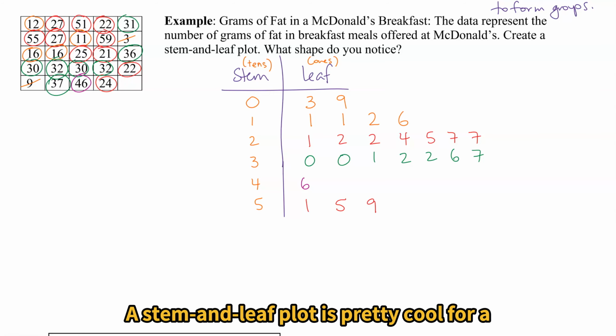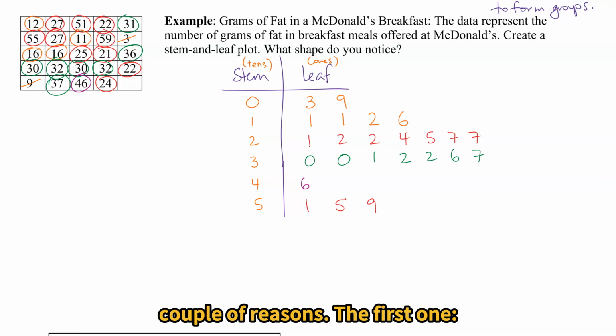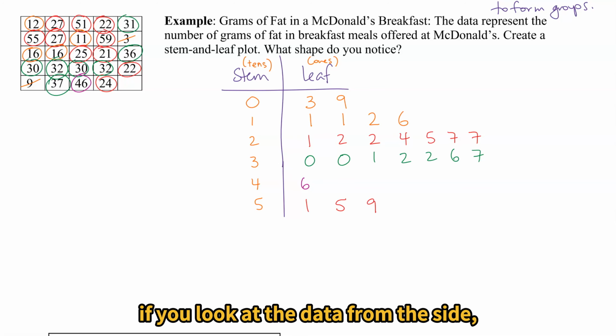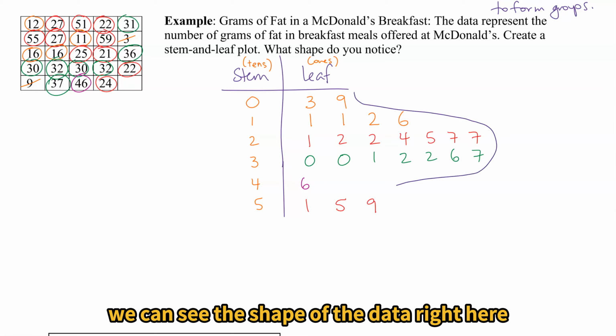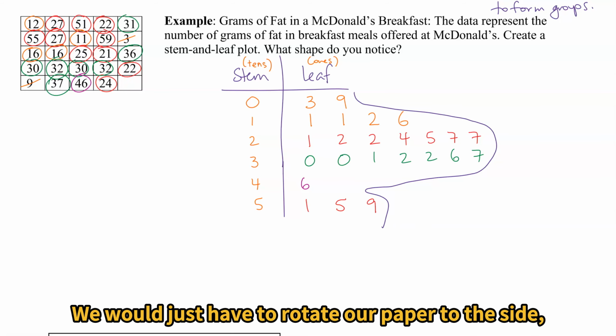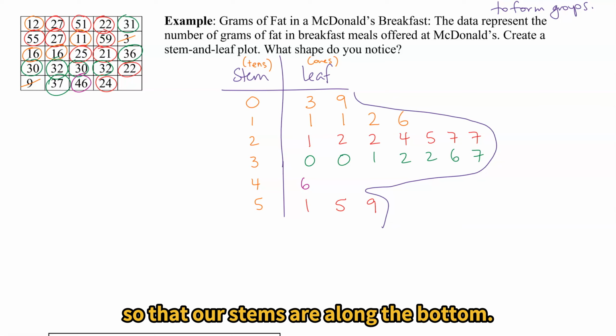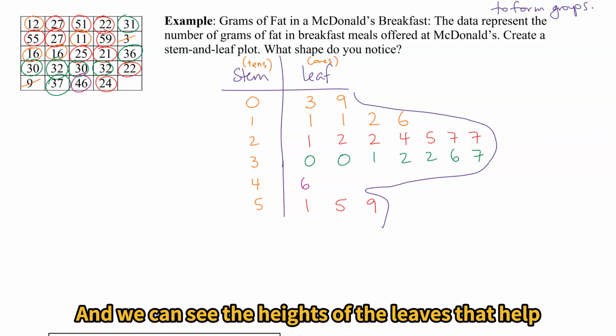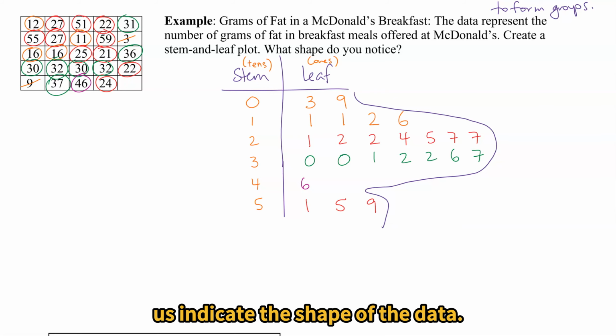A stem and leaf plot is pretty cool for a couple of reasons. The first one, if you look at the data from the side, we can see the shape of the data right here in this stem and leaf plot. We would just have to rotate our paper to the side so that our stems are along the bottom, and we can see the heights of the leaves that help us indicate the shape of the data.